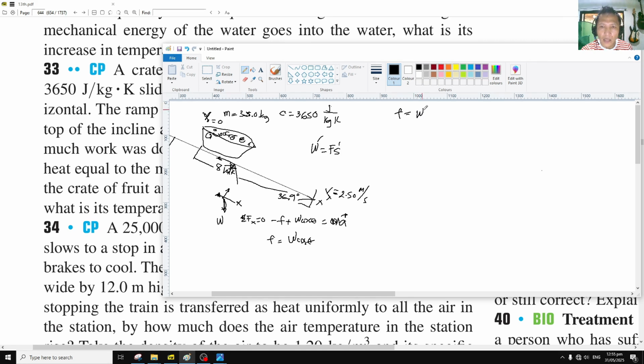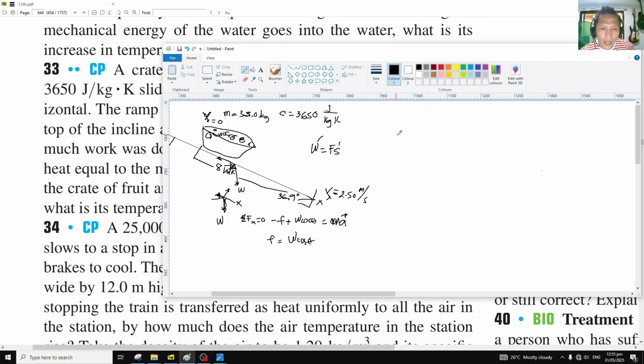W cosine theta. For the cosine theta of W, the angle here is the opposite of the angle 36.9. I could use cosine with 90 minus 36.9, or I could use sine, since sine is what applies to W. But again, that would be 36.9, so I prefer cosine.